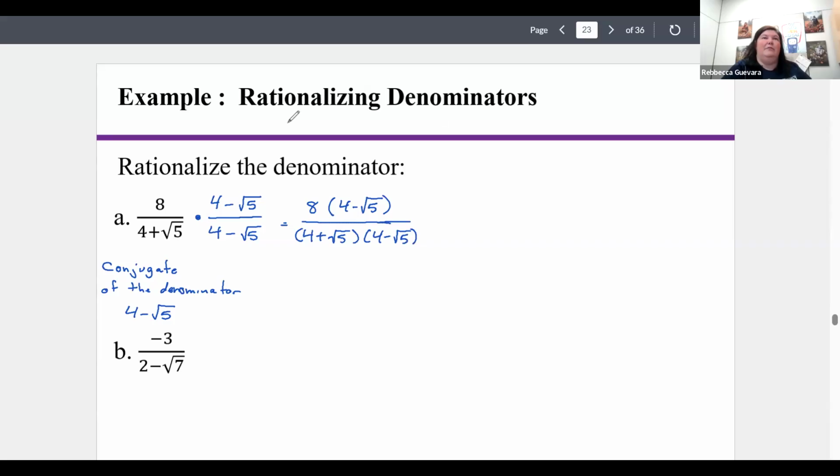So remember, I have a plus square root of b and I have a minus square root of b, or vice versa. That should give me a squared minus b. We should see this in the denominator in the end. I'm just going to do the step-by-step, doing distributive property first, and then I'll start skipping and using this property for b. So if I do the top, I have 8 times 4, 32.